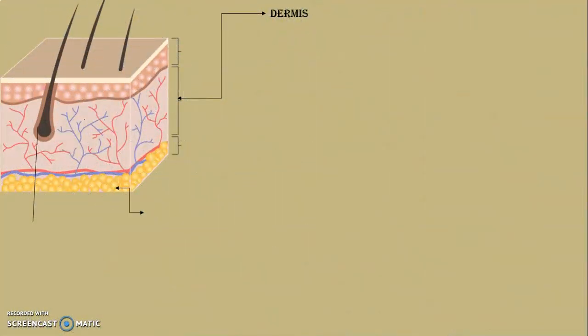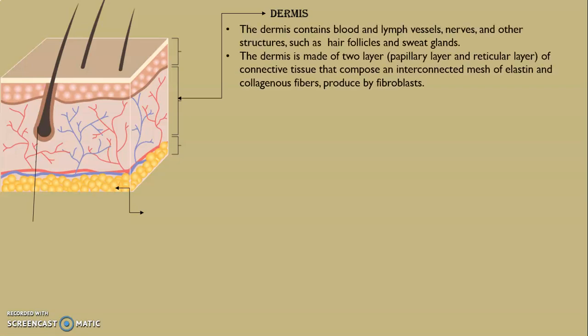The dermis. The dermis is the deep layer of skin found under the epidermis. The dermis is mostly made of dense irregular connective tissue along with nervous tissue, blood, and blood vessels. It is much thicker than the epidermis and it gives the skin its strength and elasticity. The dermis contains blood and lymph vessels, nerves, and other structures, such as the hair follicles and the sweat glands.